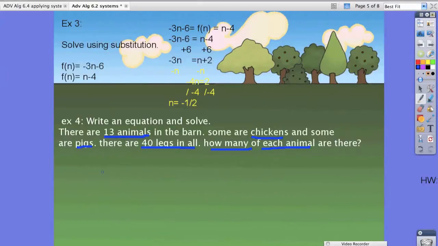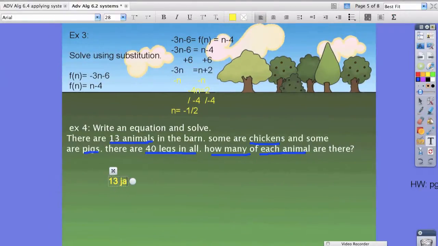So, it mentions 13 animals. It also mentions 40 legs. Now, in terms of the animals, we have chickens, we have pigs. And I know that when I add up the chickens and pigs, there should be 13 of them. So, that's the first equation. And we're going to define our variables real quick. So c is equal to the number of chickens. p is equal to the number of pigs.